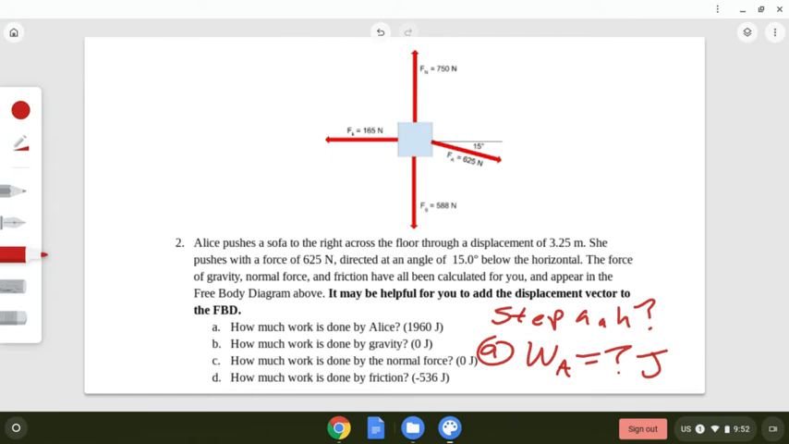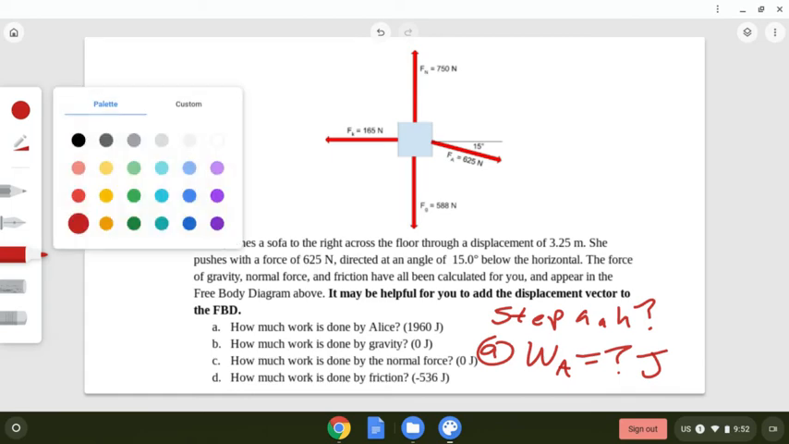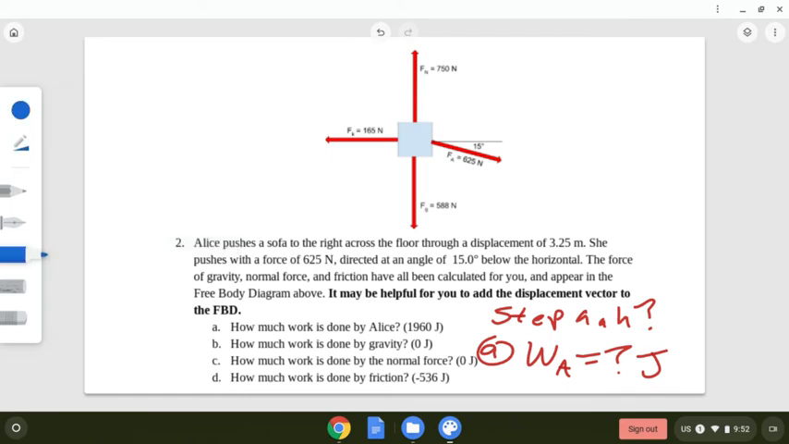Now to do this, we need to know our formula for work. If you check the footer at the bottom of the page, you're going to see that work is equal to the magnitude of the force times the magnitude of the displacement times cosine of theta. And what does theta represent? Theta is the angle between the force you're looking at and the displacement of the thing itself. So keep that in mind.